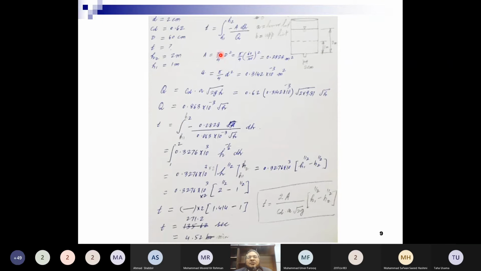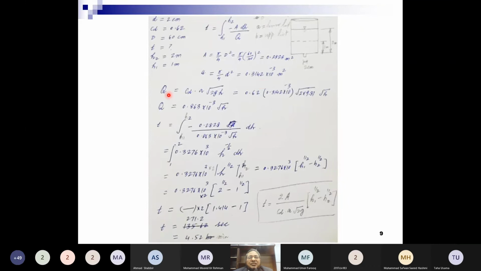And how we can compute the area of this cylinder or tank: pi by 4 D square, and capital D is 60, so divided by 100 square, that is equal to 0.2823 square meters, the surface area of this cylinder. Now compute small a, the cross-sectional area of the orifice, pi by 4 d square, and the answer you will get is 0.314 into 10 raised to power minus 3 square meters.